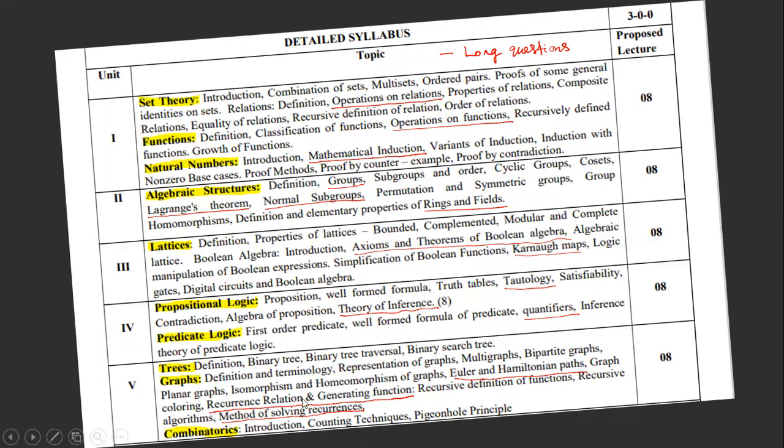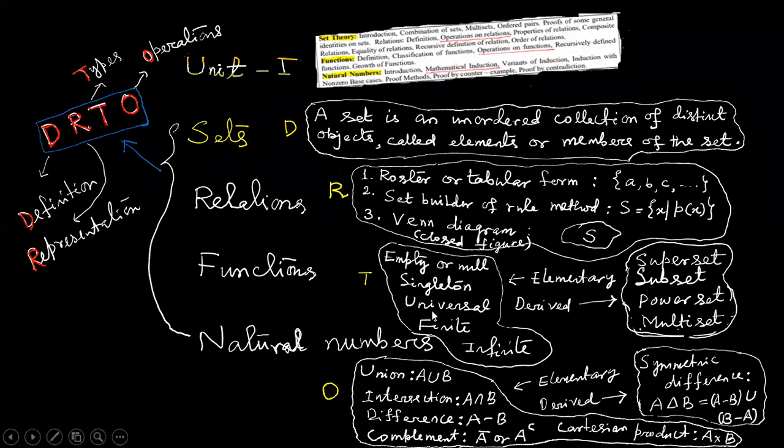Then we have recurrence relation and generating function, and there are different methods of solving recurrences. From these underlying topics, you can expect long questions in your examination. So we will start with Unit 1, which consists of set theory, functions, and natural numbers.